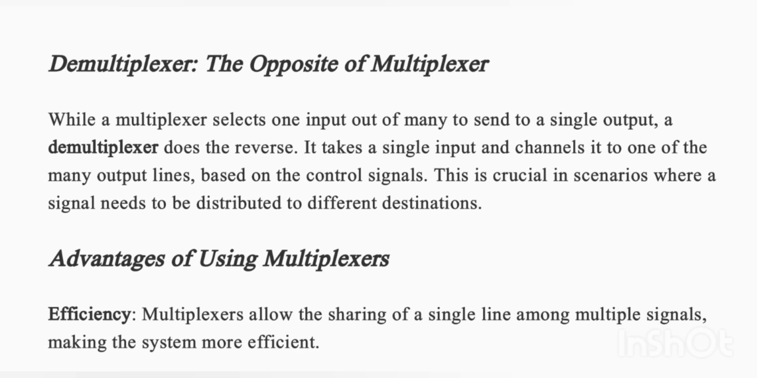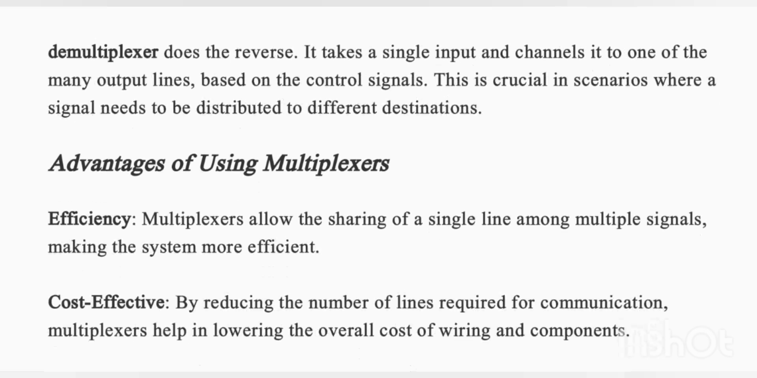Demultiplexer, the opposite of multiplexer. While a multiplexer selects one input out of many to send to a single output, a demultiplexer does the reverse. It takes a single input and channels it to one of the many output lines based on the control signals. This is crucial in scenarios where a signal needs to be distributed to different destinations.